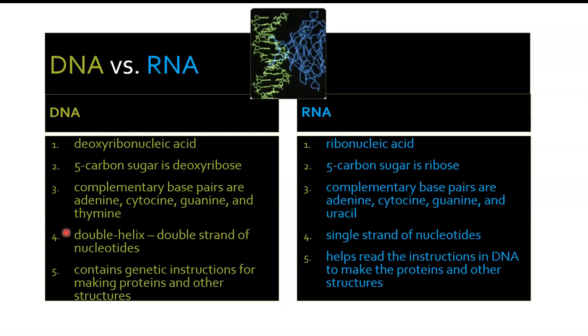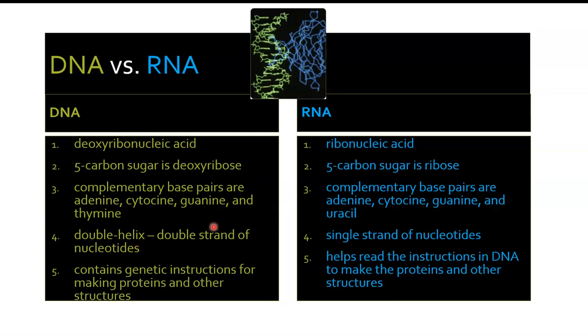We also know that DNA has a double helix structure, and you can see that here in this green section. This is a molecular picture, if you will, of DNA, and you can see that double helix structure with the rungs coming across. And we know that DNA contains the genetic instructions for making proteins and other structures in our body.